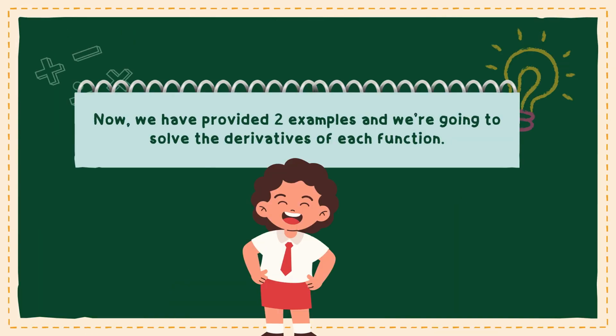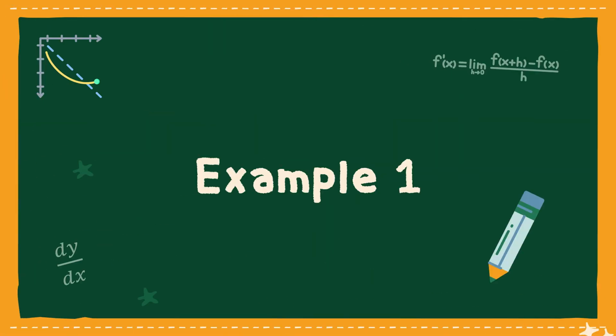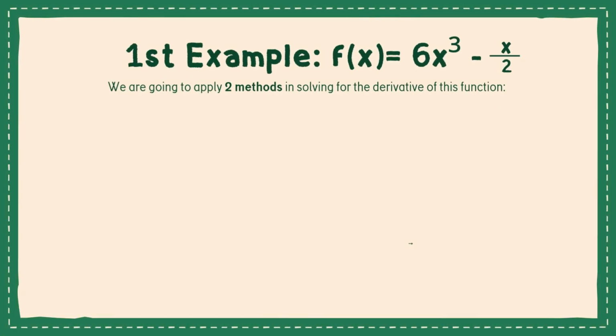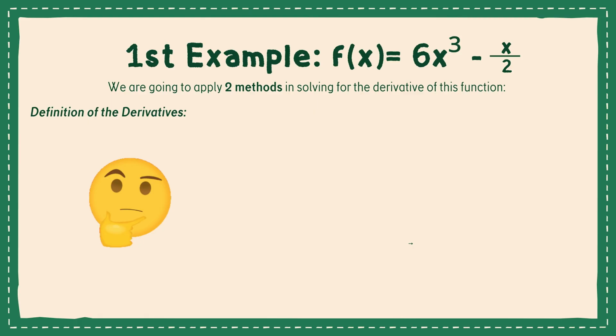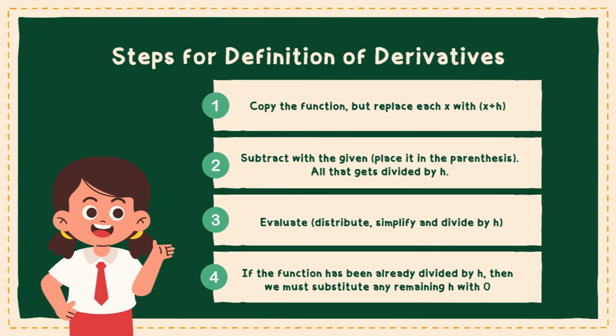Now, we have provided two examples and we're going to solve the derivatives of each function. For the first function, we are going to apply two methods in solving for the derivative of this function. Let's start with the definition of the derivative. Let us remember all the steps we've enumerated earlier for this long method. We have 4 steps to get the derivative of this function.